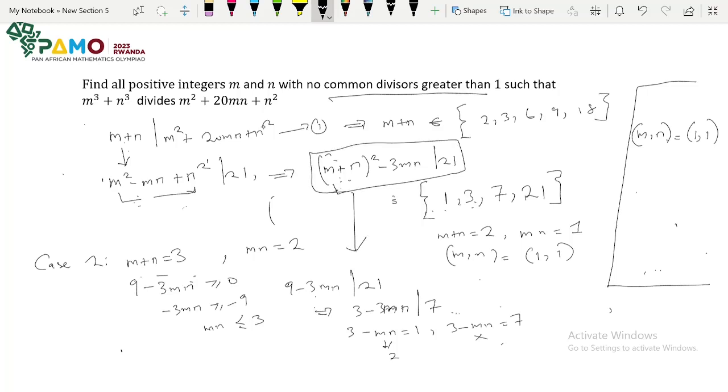When we plug in m plus n as 3, we have 3 squared, 9. Then 9 minus 3mn has to divide 21. We can divide both sides by 3, so you have 3 minus mn has to divide 7. And if you check, the only positive factors of 7 are 1 and 7. So it means 3 minus mn is either equal to 1 or 7, and the latter will imply mn is negative, which is false. So mn has to be 2. If we solve this case, you see that the only solutions here are (m, n) equals (2, 1) or (1, 2). These are the only things that give you two positive integers summing to 3, and they're relatively prime as well. So we have that done, and we can move on to case 3 now.